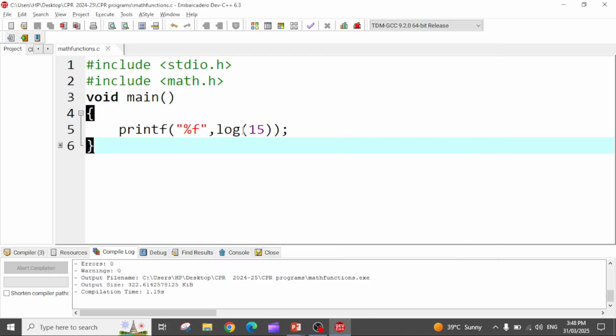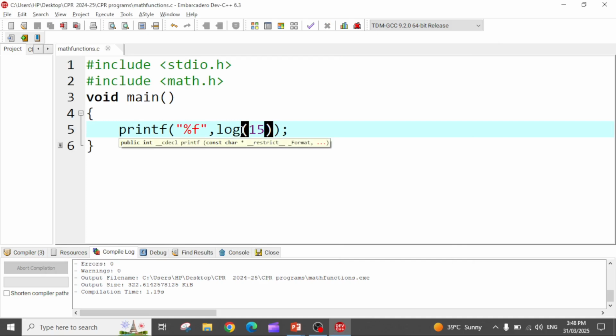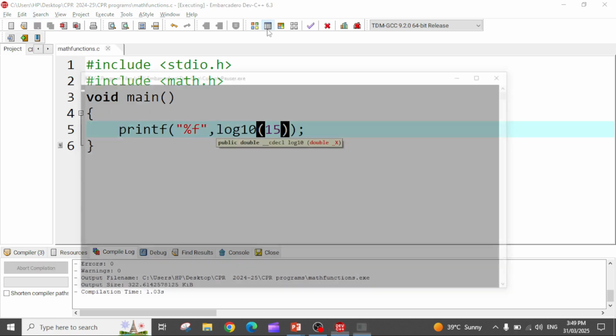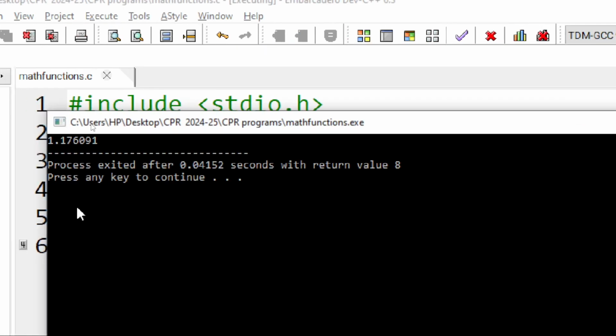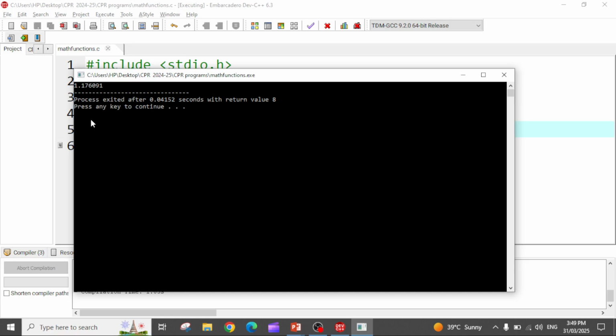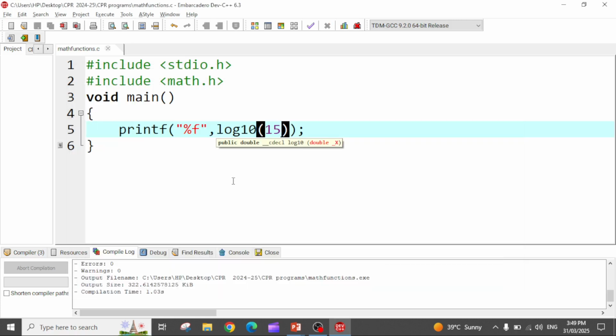Next, if I want to find the common logarithm, common logarithm means the base 10 logarithm, which is also called a common logarithm. Then I will just write 10 after the word log. So log 15 to the base 10, let's find. It comes to be 1.176091. So in this way, log will find the natural logarithm and log10 will find the common logarithm. These are also part of the math.h library of functions.